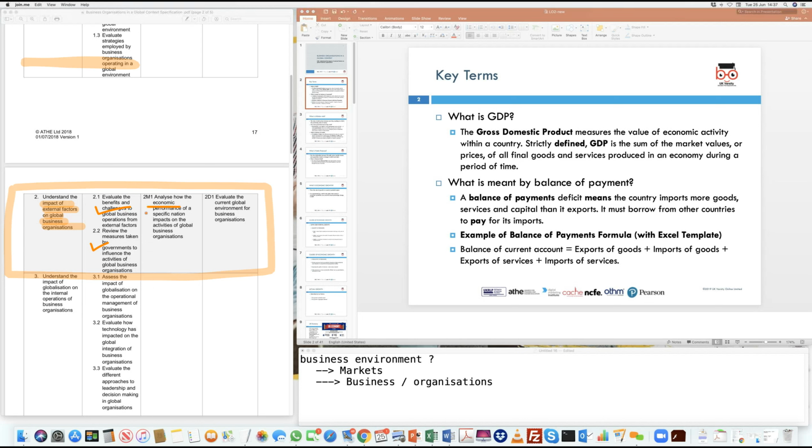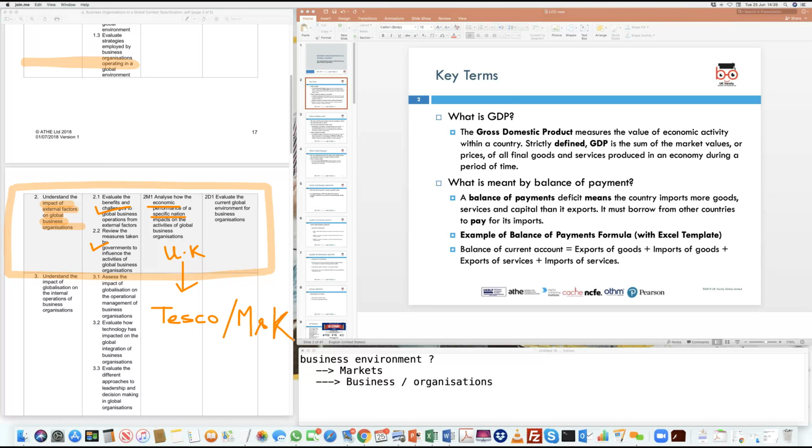And then we'll also understand the economic performance of a specific nation. Here we are going to take the example of the UK. We have to understand how the performance of the economy in a particular country affects the operations of a business. So we will look at the UK, and then within the UK, I'm going to give you an example of, say, Tesco or Marks and Spencer.